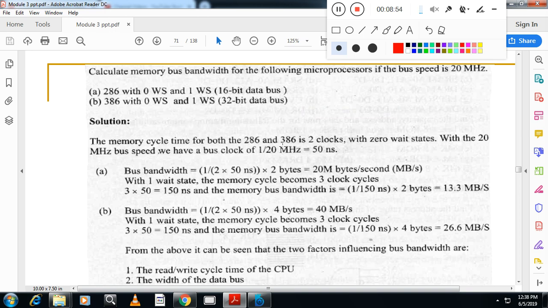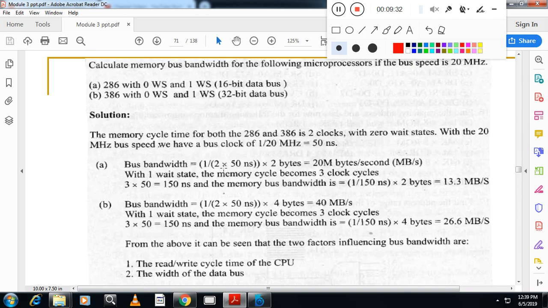Now for 286 and 386, we know the bus cycle is 2 clocks, 2 clocks with 0 wait states. Now with the 20 megahertz bus speed, we have a bus clock of 50 nanoseconds. Now what is the bandwidth? Bandwidth is 1 divided by bus cycle time, so 2 clocks into 50 nanoseconds, and 2 bytes, because the 16 bit width of the bus is 2 bytes. That gives us a 20 megabytes per second transmission rate.